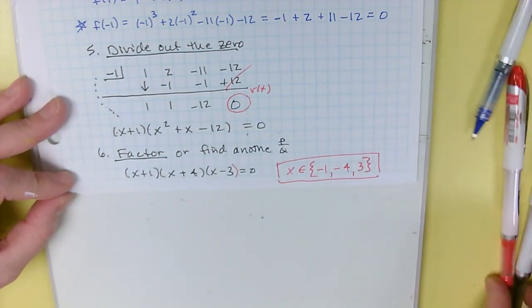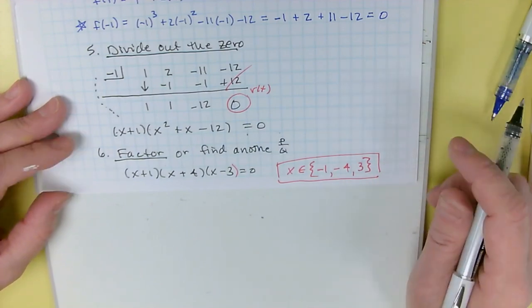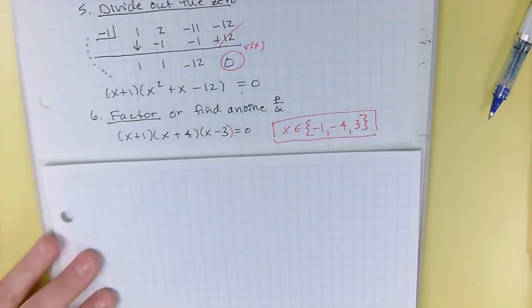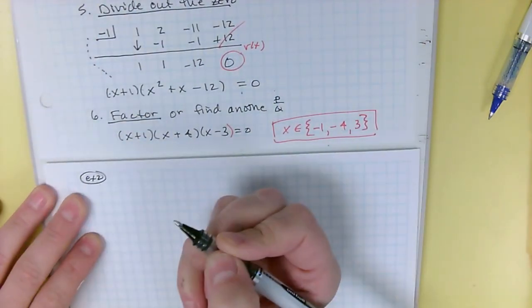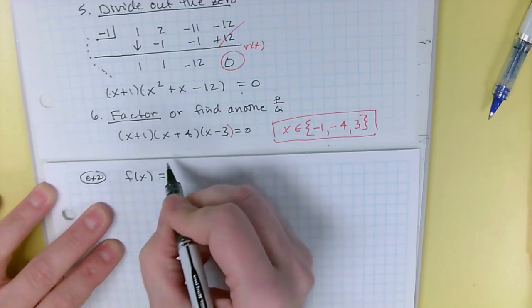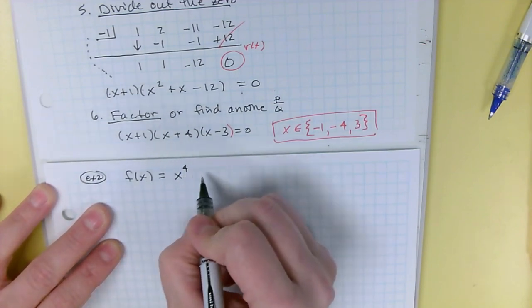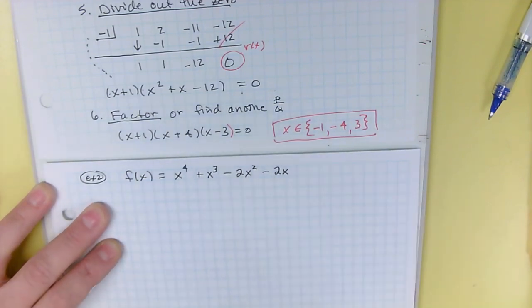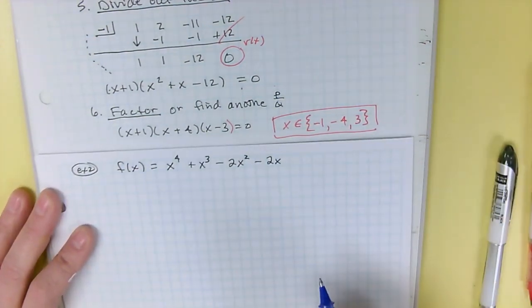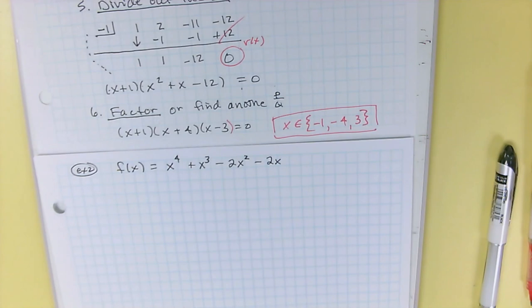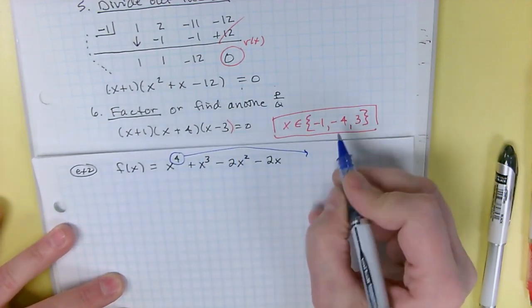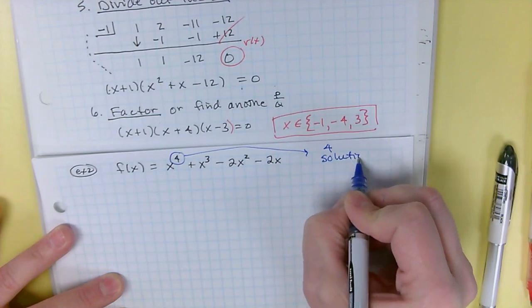All right, we're going to do one more example of this because I want you to have at least 2 examples in your notes. We're not going to write the steps out. We'll just do the problem. So f of x equals x to the 4th plus x cubed minus 2x squared minus 2x. Okay, using the fundamental theorem of algebra, this is a degree 4, which means we're going to have 4 solutions.